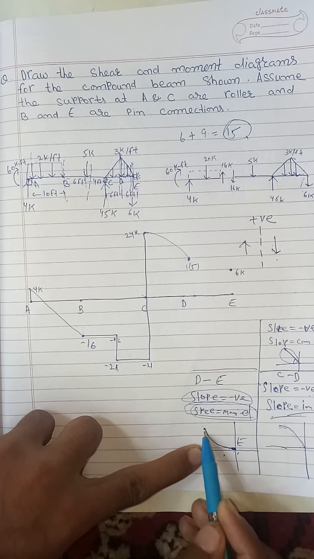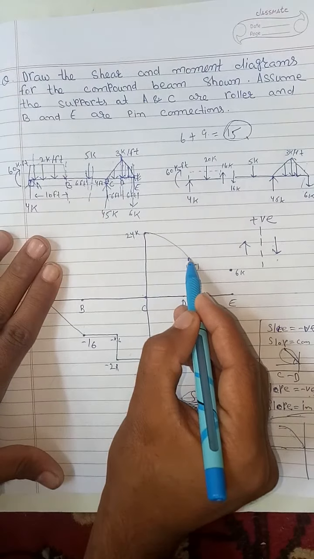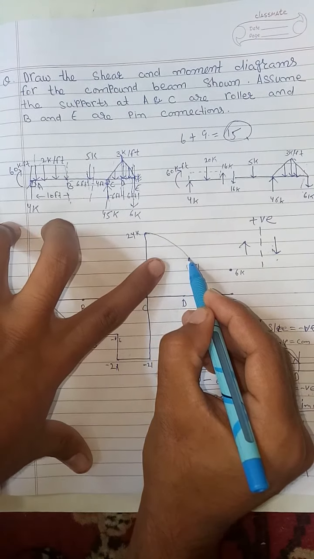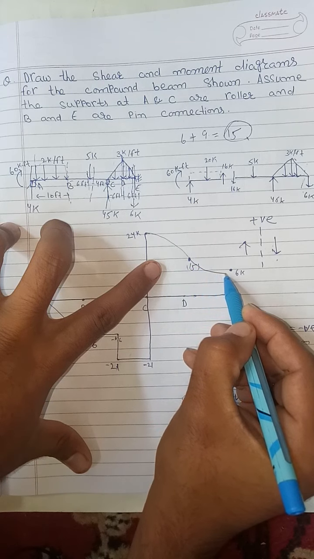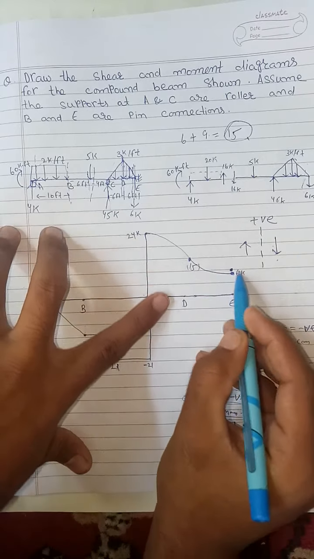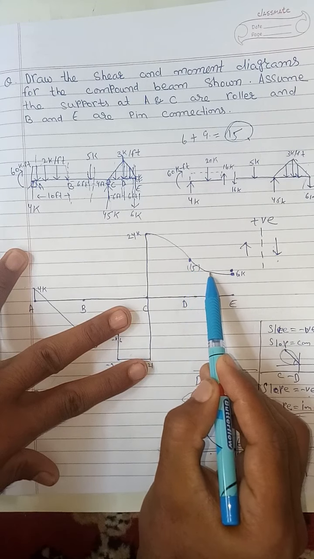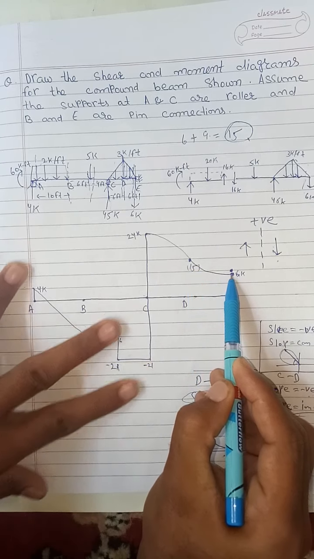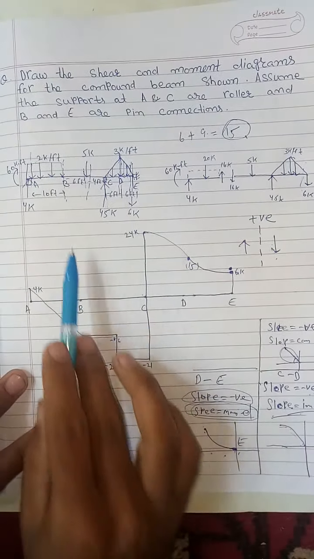Here slope is more, here slope is less. So we have to draw a more inclined line here, then we have to decrease the slope. So it will be like this. This is 6 pound at this point. Here it is more inclined, here it is less inclined, here it is very less inclined. So this is the shear force diagram for this question.